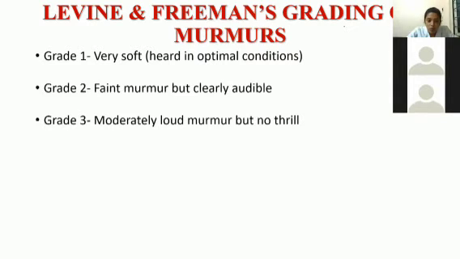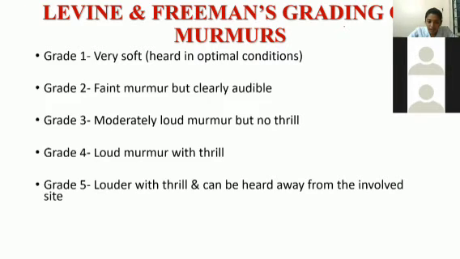Then grade 3: moderately loud murmur but no thrill. Thrill is not present, that means during palpation we can't feel a rough sensation, but the murmur is loud. When we put a stethoscope on, that means we auscultate, we can hear a moderately loud murmur, but a thrill won't be there. Then grade 4 means loud murmur with thrill. Thrill means that during palpation also we can feel that murmur. This is a severe condition.